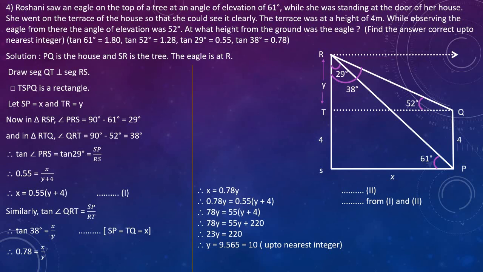Now we have to correct this number to the nearest integer. When you correct it to the nearest integer, we get the value as 10. So therefore Y is equal to 10. Y means RT. So we got the value of RT as 10. We have the value of ST as 4. So we can find out the value of RS. RS is equal to Y plus 4, which is equal to 10 plus 4, which is equal to 14. So therefore the eagle was at a height of 14 meters from the ground.